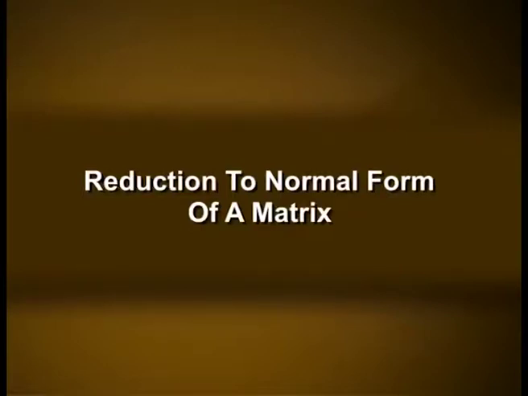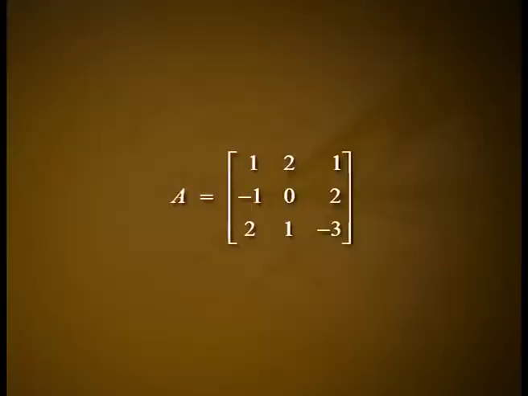Remarks. If the matrices A and B reduce to the same normal form through elementary transformations, then A and B are equivalent. Two m by n matrices A and B of the same rank will reduce to the same normal form. Reduction to normal form of a matrix. Example 1. Reduce the matrix A equal to [1 2 1; -1 0 2; 2 1 -3] to its normal form.